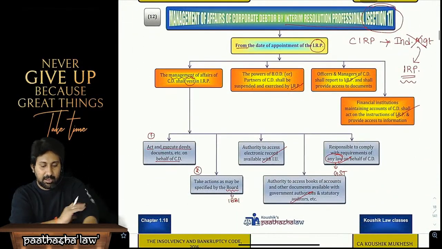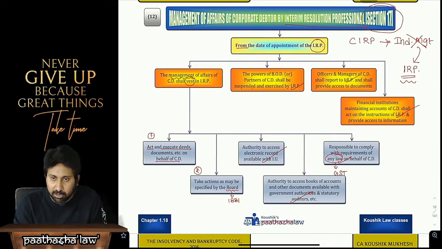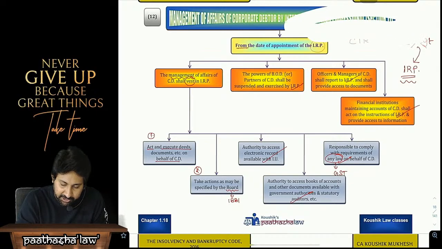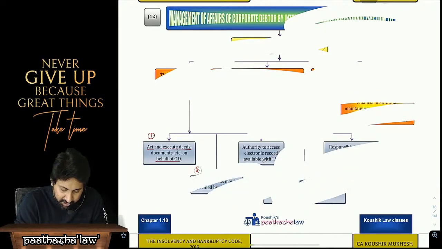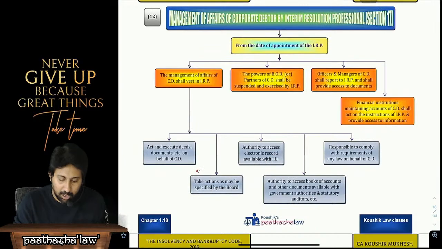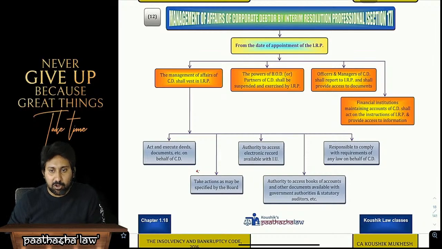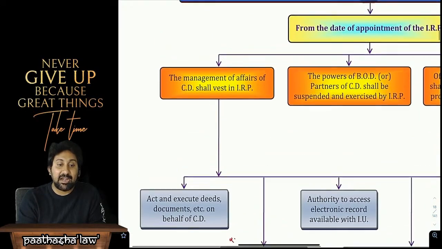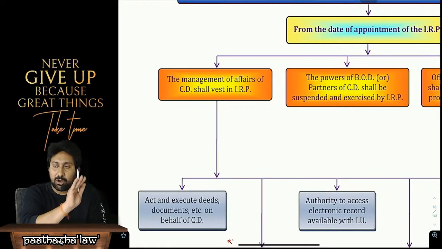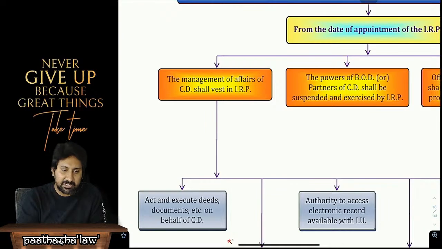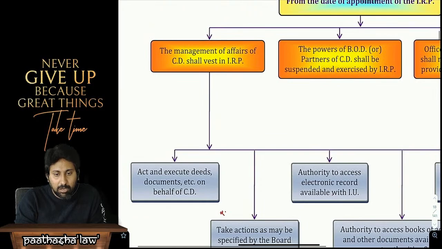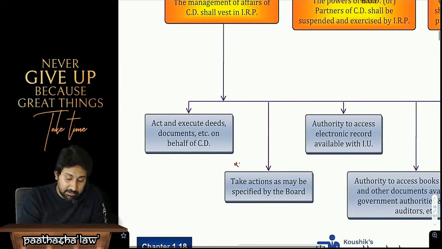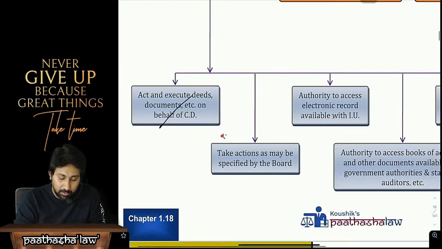So after this, management of affairs of the corporate debtor by the interim resolution professional. The interim resolution professional will manage the affairs of whom? The corporate debtor. The interim resolution professional will stand as the management person. All the existing board of directors will be suspended. He will take over. Therefore, what they would have done, he will do now. All deeds and documents that would have been executed by them once upon a time, now he will do.